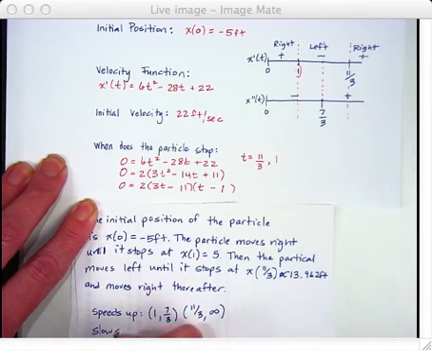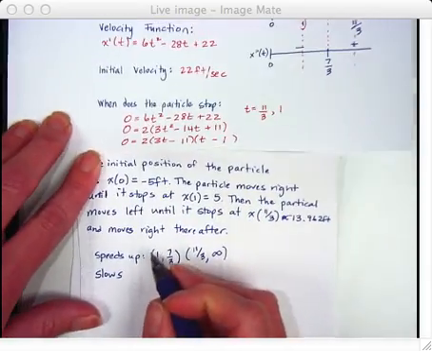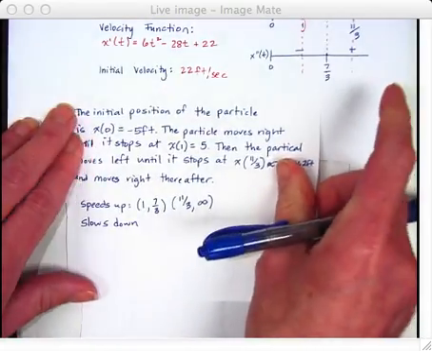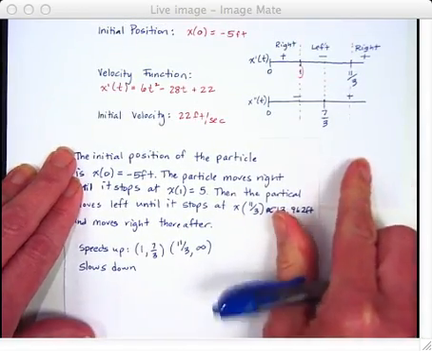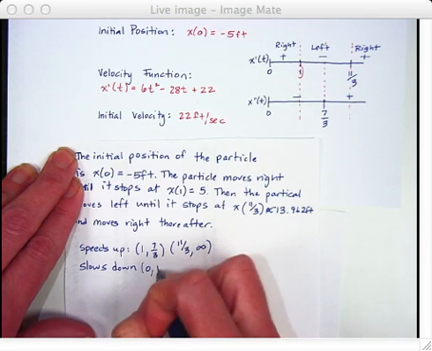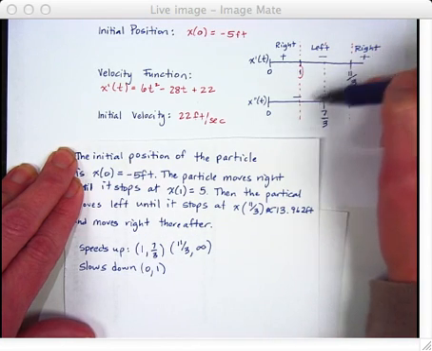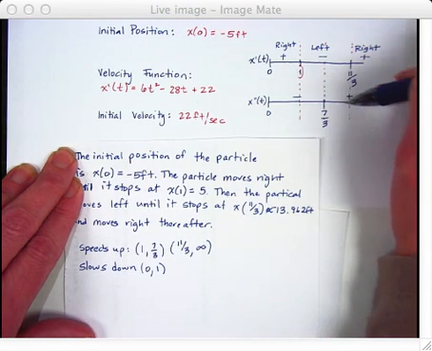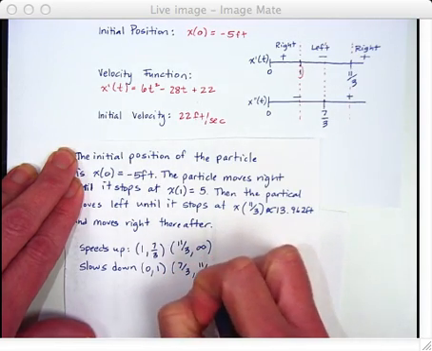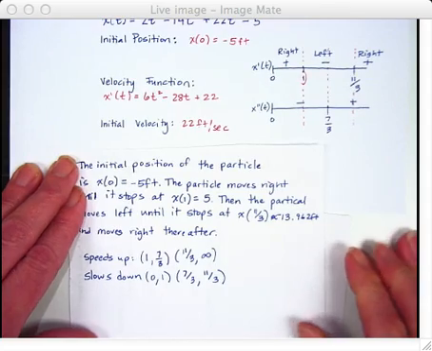Now for slows down, I'm looking to see when the signs are opposite. So that's from 0 to 1. And then it's the same here, and then they're opposite from 7/3 to 11/3. Okay, and I'm done.